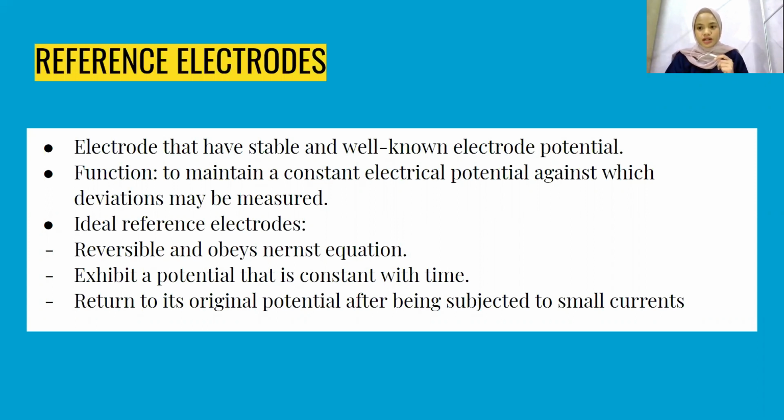So the desirable characteristic of reference electrode, that reference electrode should be fast, it should be easy to construct, and it should develop potential which are reproducible even if small current are passed. Okay, so the ideal reference electrode, it must be reversible and obey Nernst equation. Must exhibit a potential that is constant with time, return to its original potential after being subjected to small current.